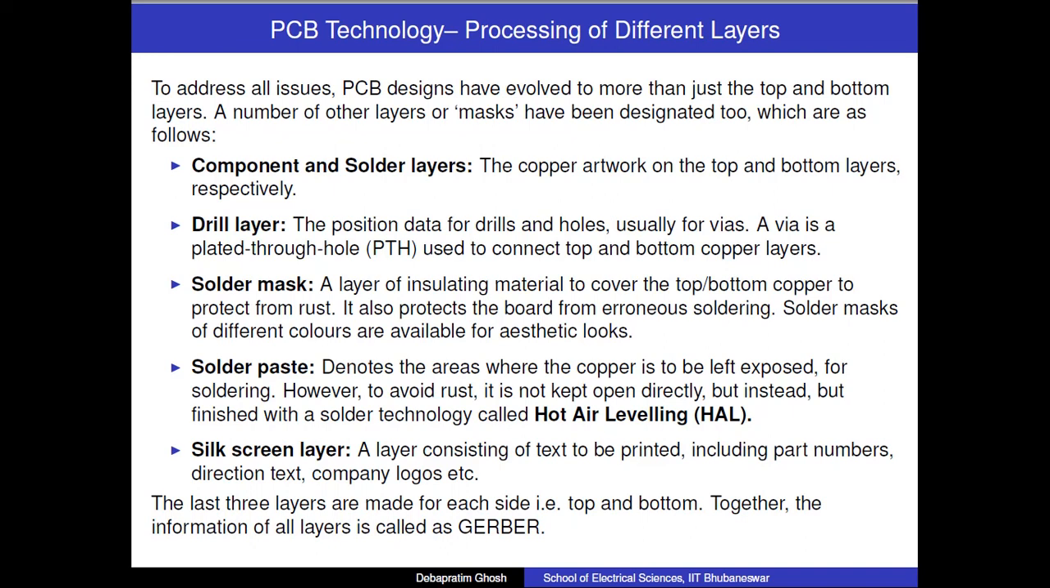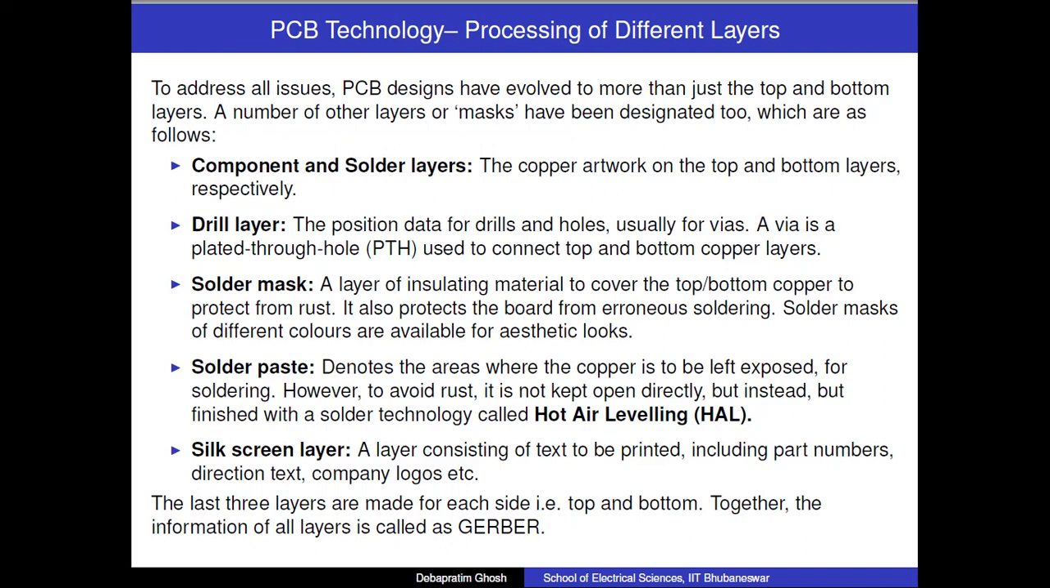Next comes solder mask. Solder mask is provided by almost all PCB manufacturers. To prevent the copper tracks from getting rusted, a thin film of insulating material is covered on the copper tracks. Also, it reduces the risk of erroneous soldering, where some solder drops can get deposited on that copper by mistake. But if you have the insulating film, then that will not happen, because the excess solder would just slide off.